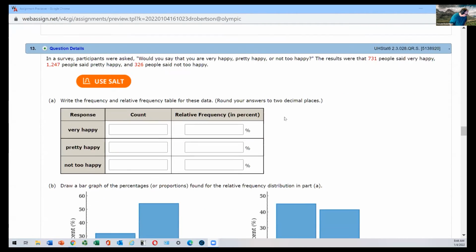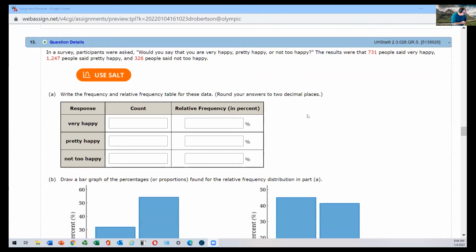Right, so the one we're looking at right now is in a survey, participants were asked, would you say that you were very happy, pretty happy, or not too happy, right? Like the one we did. The results were 731. Pretty happy was 1247. And not like you, miserable lot, only 326 of them were in the not too happy group.